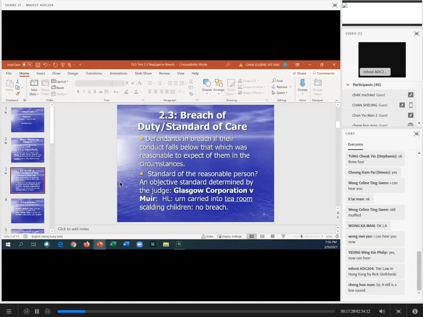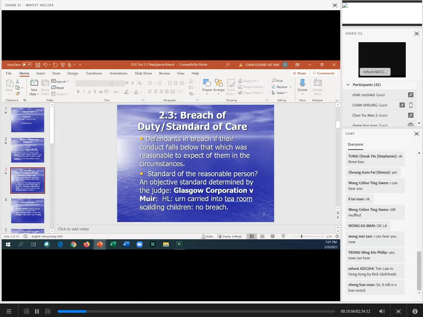So, breach of the duty, standard of care. Obviously the defendants will be in breach if their conduct falls below that which was reasonable to expect of them in the circumstances. So it's really up to the judge in a particular case as to whether there will be breach of the duty or not. And of course, who is the reasonable person? Who is the reasonable defendant in the circumstances? Well, obviously it is a changing or varying standard depending on the circumstances. And of course, the judge will be the one who determines it.